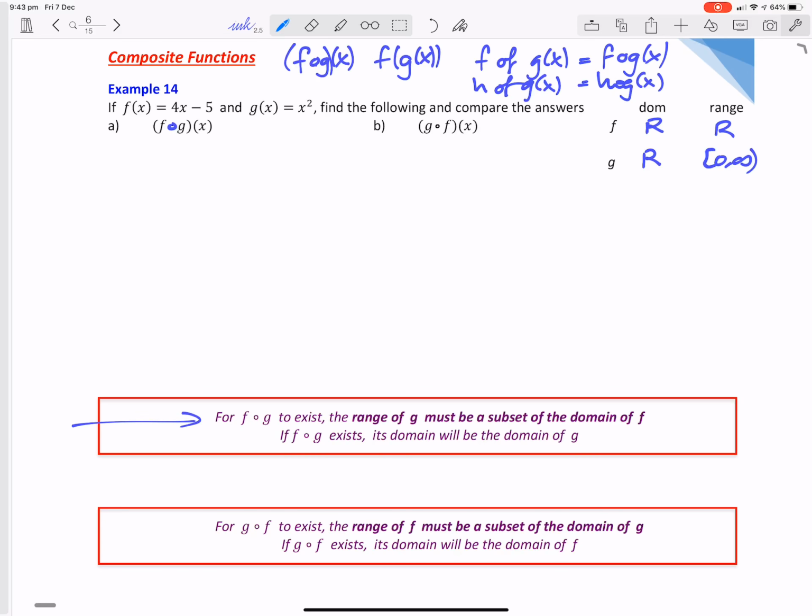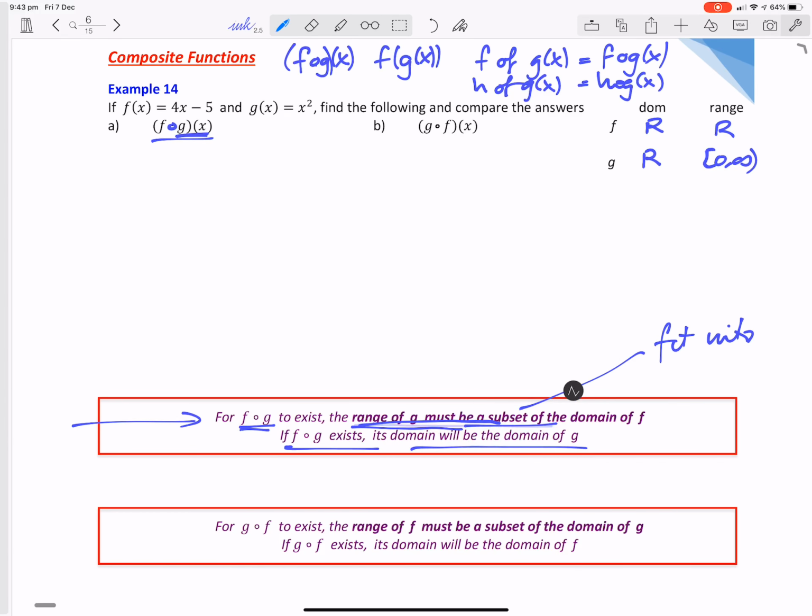Now, if you have a look down here, I've said for fog to exist, the range of g must be a subset of the domain of f. So subset means fit into. So the range of g must fit into the domain of f. If it exists, the domain will be the domain of g. So before we create fog, we've got to see if the range of g is a subset of the domain of f. So what's the range of g?